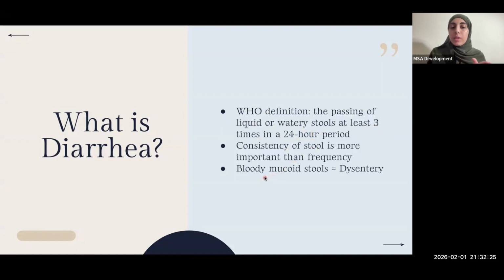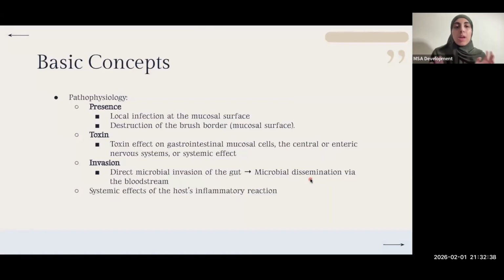Another thing is that if the diarrhea is associated with blood and mucus, we call this type of diarrhea dysentery. Okay? And it's important to know the difference between these two because they suggest different underlying mechanisms. Now, what are the underlying mechanisms? The diarrhea, specifically infectious diarrhea, can be due to one of three mechanisms.